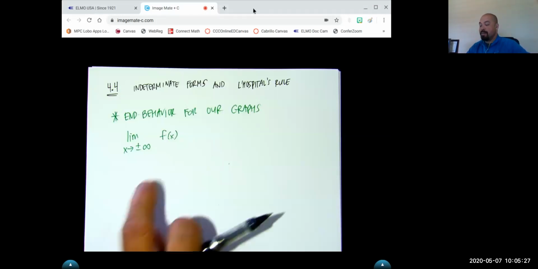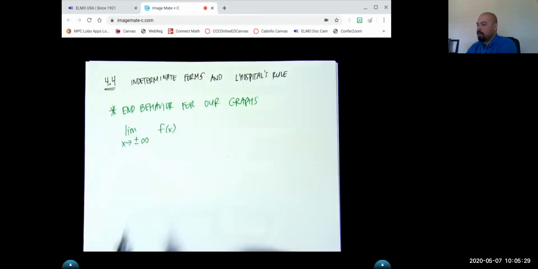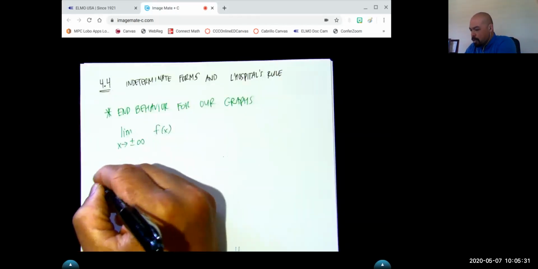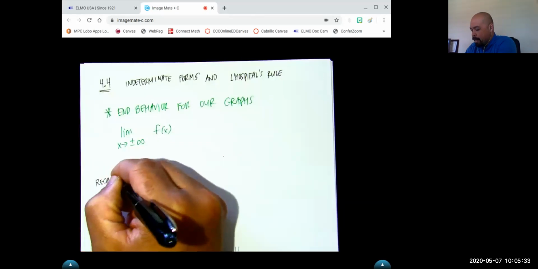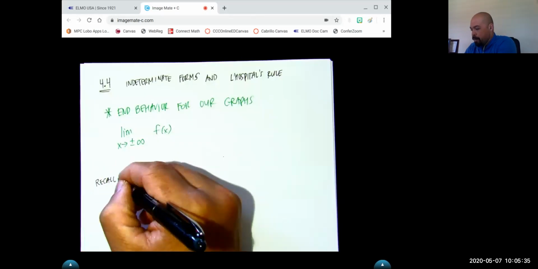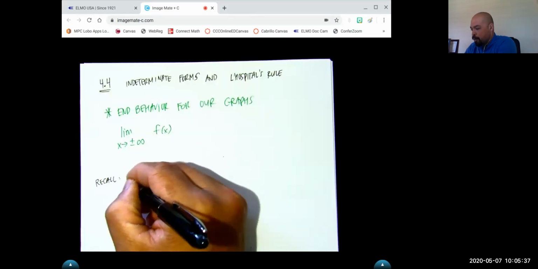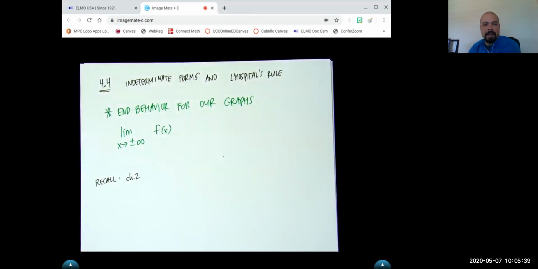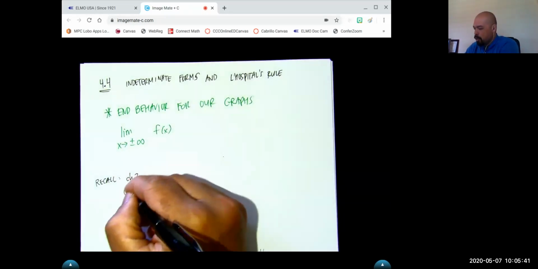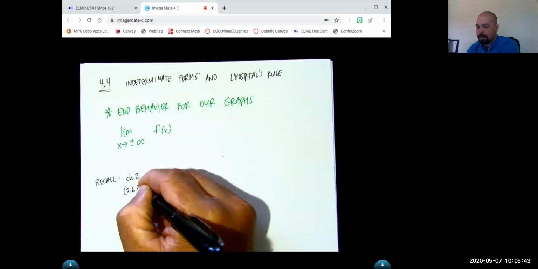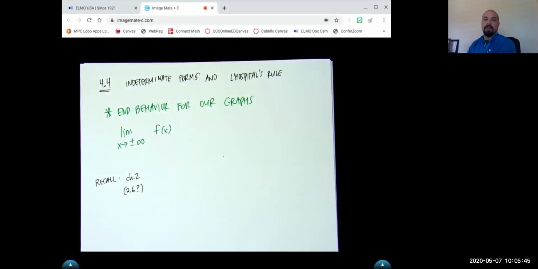But we're looking at these types of limits, right? So let's take a second here. Let's recall, let's think back, okay? Back in chapter 2, I forget what section, it might have been section 2.6, possibly, I think, those limits involving infinity, okay?